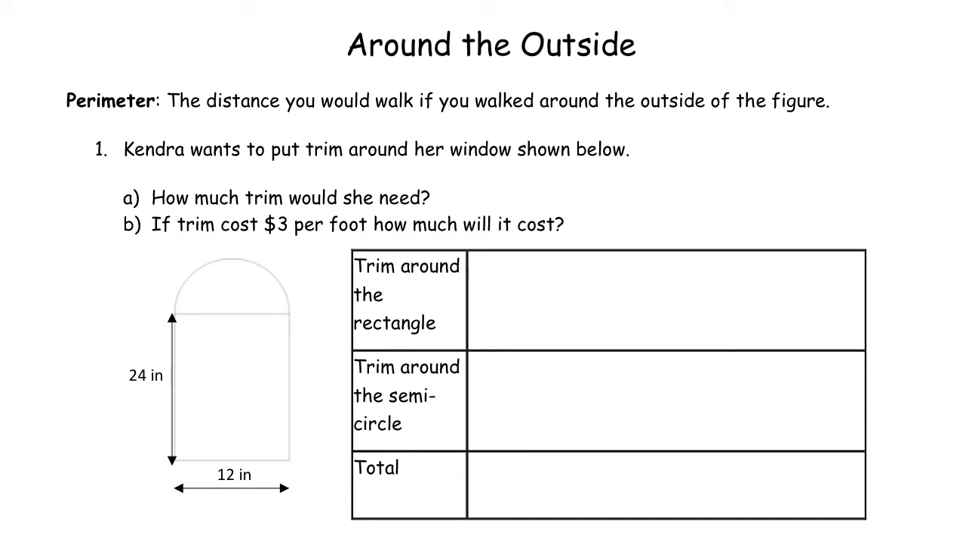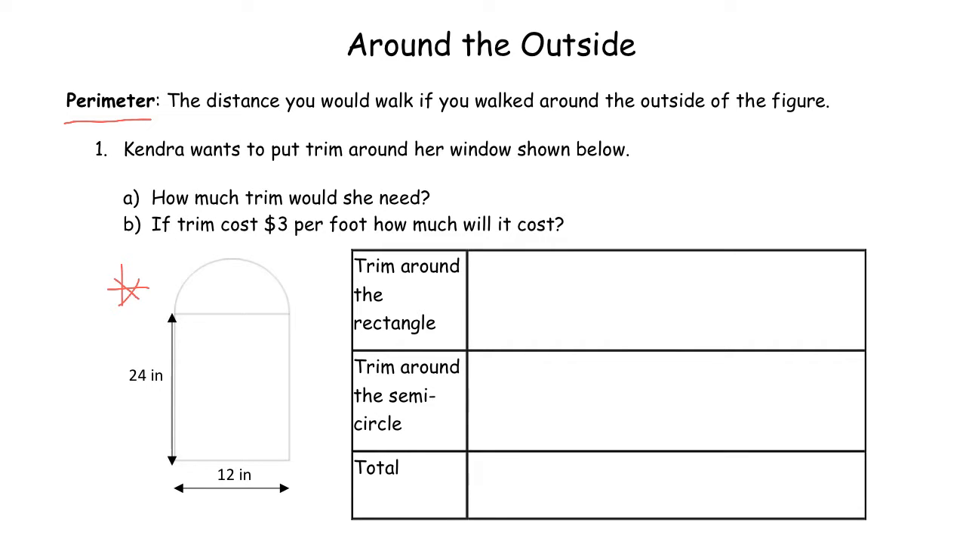We're looking at perimeter today. So remember that perimeter is the distance you would walk if you walked around the outside of the figure. Okay, so we're looking at shapes that might be put together, but the perimeter is all the way around the outside. So for our first example, we're looking at this composite shape down here.